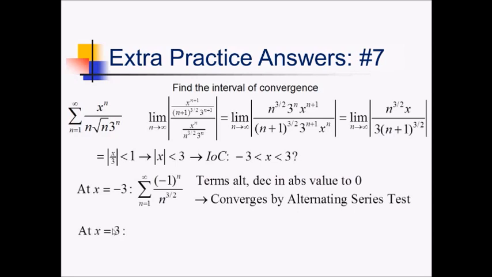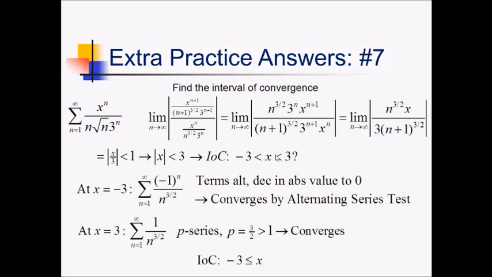X equals 3. If x equals 3, we've got 3 to the n over 3 to the n, which just cancels. So that just ends up being the series 1 over n to the 3 halves. Now this series is a p-series with a p-value of 3 halves, which is kind of nice. That's greater than 1, which means that this is going to converge by the p-series test. So both endpoints ended up converging. Either one of them could have diverged, though, so you never know. But since they did both converge, I can rewrite my interval of convergence as negative 3 less than or equal to x, because we converge at negative 3, and less than or equal to 3.